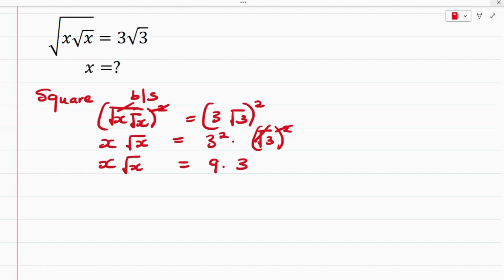We have this to be 3. So we have x multiply the root of x is equal to 9 multiply 3, which is going to give us what? 27. So the next thing we have to do is to simply square both sides one more time.